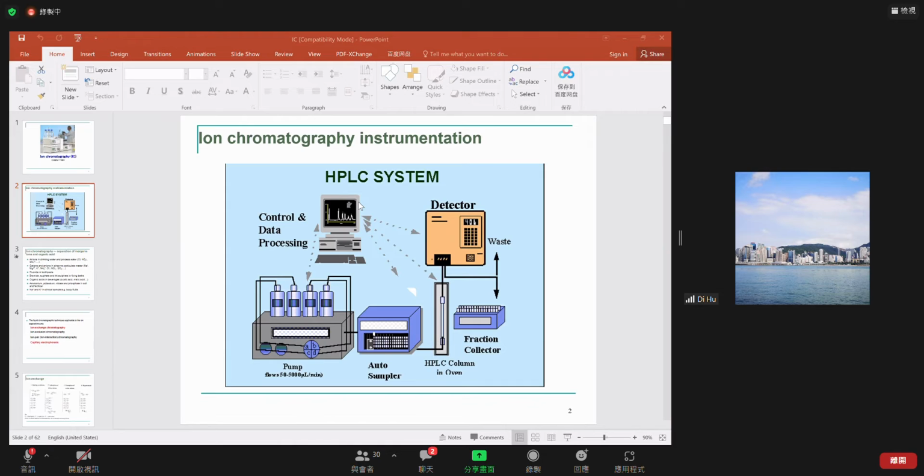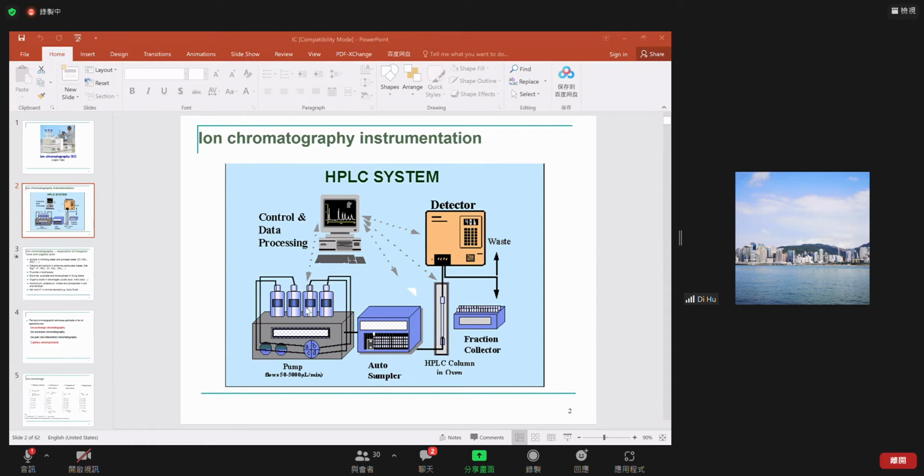It's generally very similar to HPLC, and the column length is about 5 to 30 centimeter long. The internal diameter is about 4 to 9 millimeters. It also requires a high pressure pump to pump the mobile phase through. And the flow rate is very typical, just 1 to 2 milliliter per minute, right?